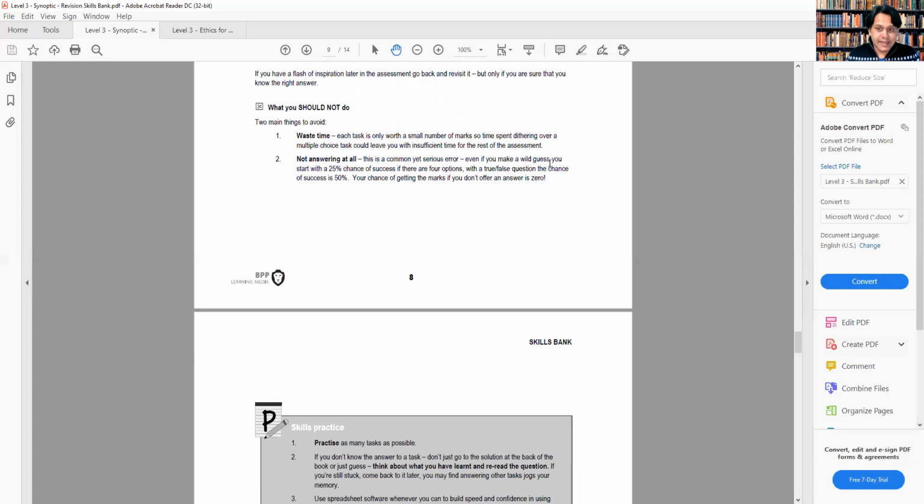Even if you make a wild guess, you start with a 25% chance of success if there are four options. With a true or false question, the chance is 50%. Your chance of getting the marks if you don't offer an answer is 0. So if you don't write any answer, the chance of getting any marks is 0. But if you don't know anything and you write or choose anything, you still have a chance to get the marks. So do not leave the question empty. Write anything even if you don't know.